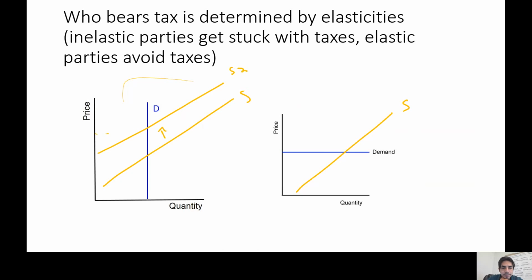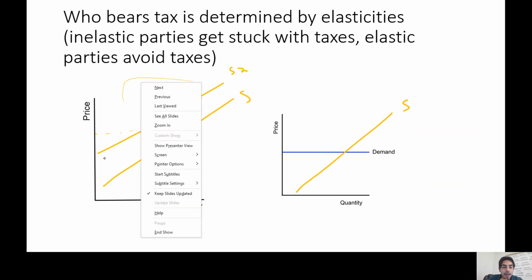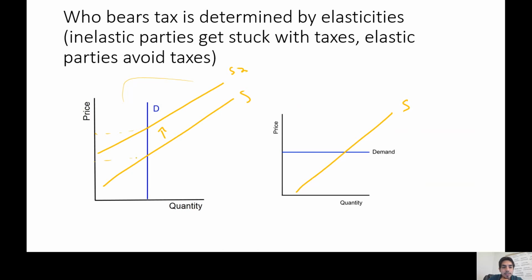This 50-cent tax is going to get passed on, and let's just say it's on suppliers. The suppliers are going to pass that 50-cent tax completely on to consumers because they're going to produce the same quantity. Right, so this blue area is going to represent government revenue.